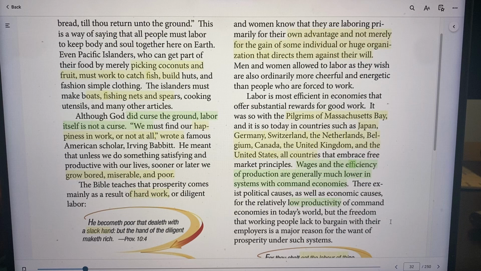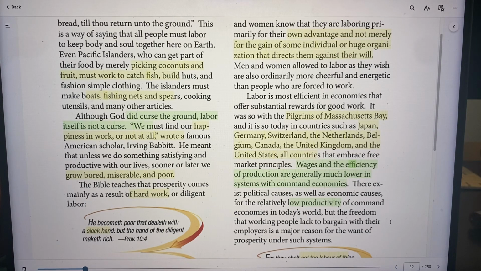Well, because of America's free enterprise, he became a scientist, he became a politician, he went into all different kinds of things, whereas in a controlled society, they would say, oh, you have to be a candle maker. But anyway, that's the difference. Labor is most efficient in economies that offer substantial rewards for good work, like the Pilgrims of Massachusetts Bay. And so there are other countries like Japan, Germany, Switzerland, Netherlands, Belgium, Canada, United Kingdom, and the United States that are all countries that embrace free market principles today.